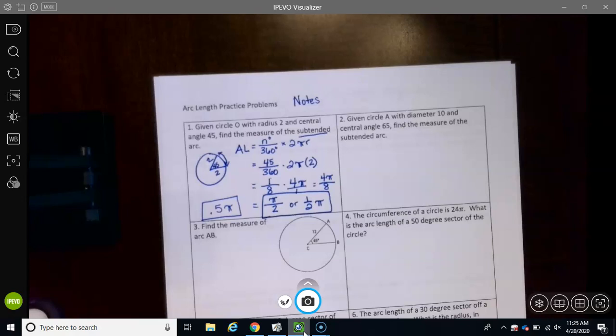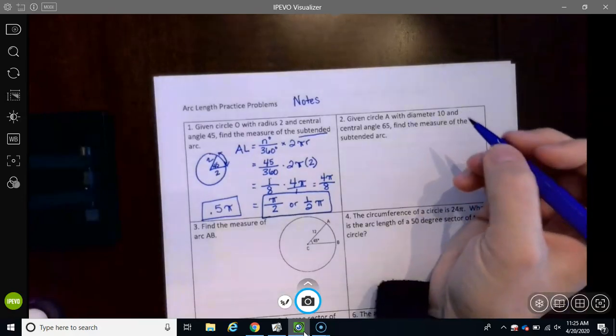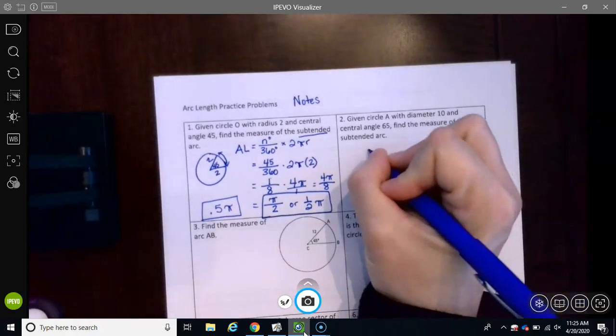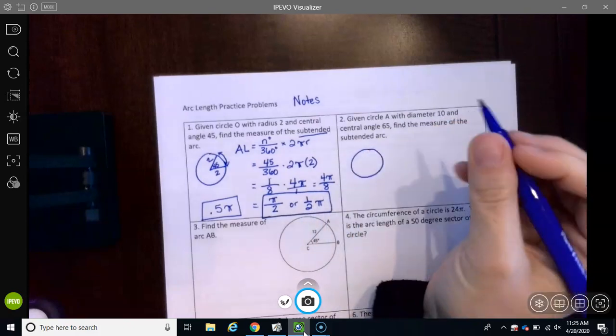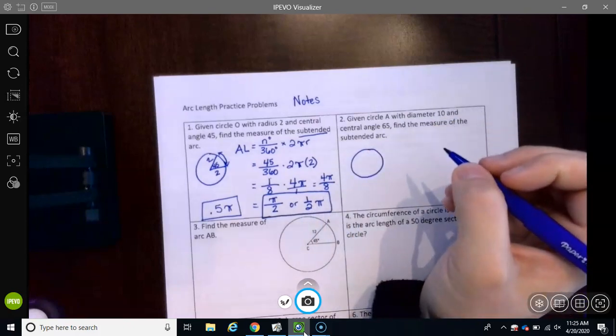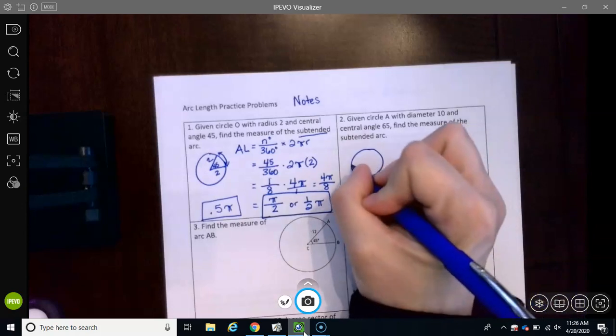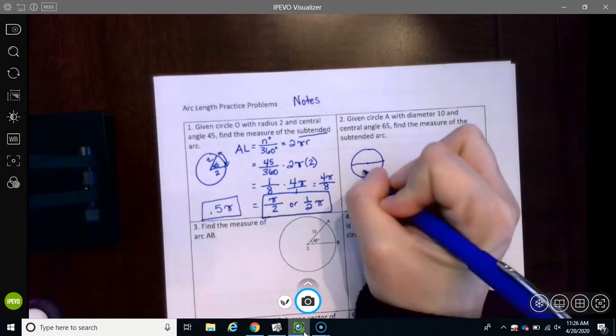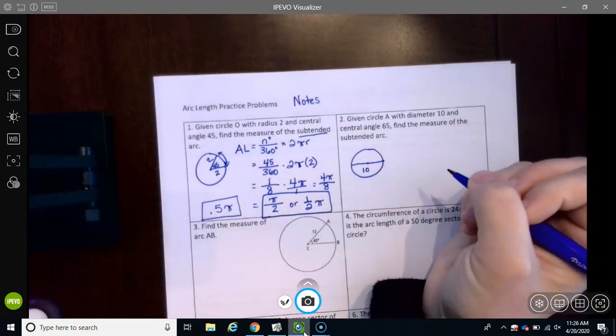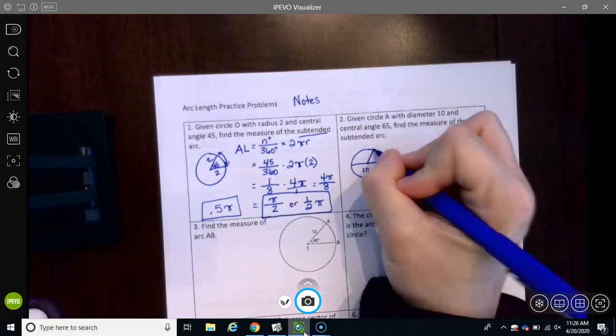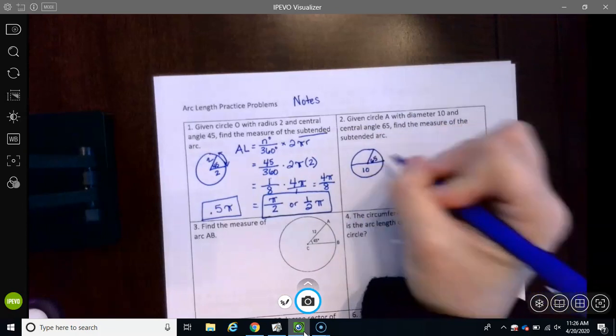Given a circle A with diameter 10 and central angle 65, I'm such a visual person, I really like to see the diagram. So we know the diameter has a length of 10, so that's going through the center of the circle. And then the central angle that we're looking at is 65.